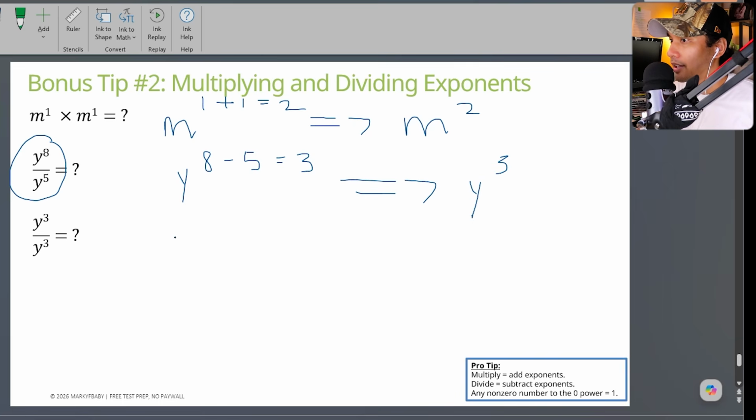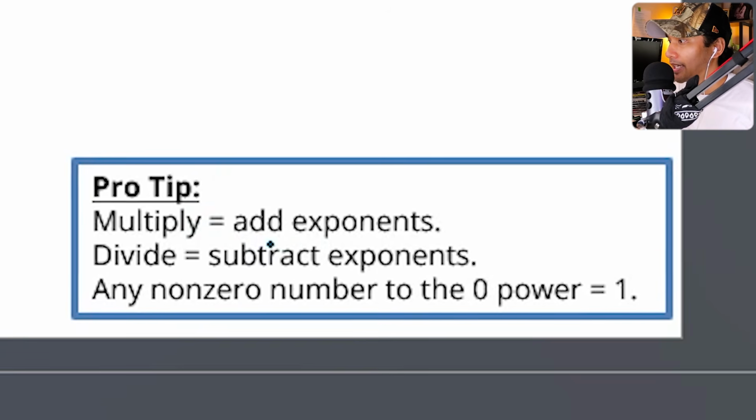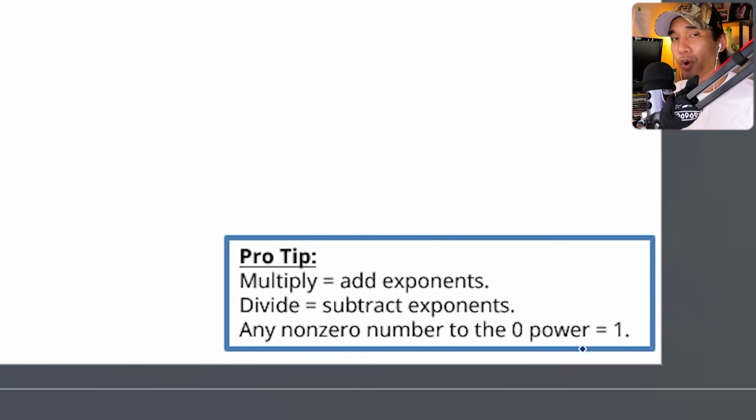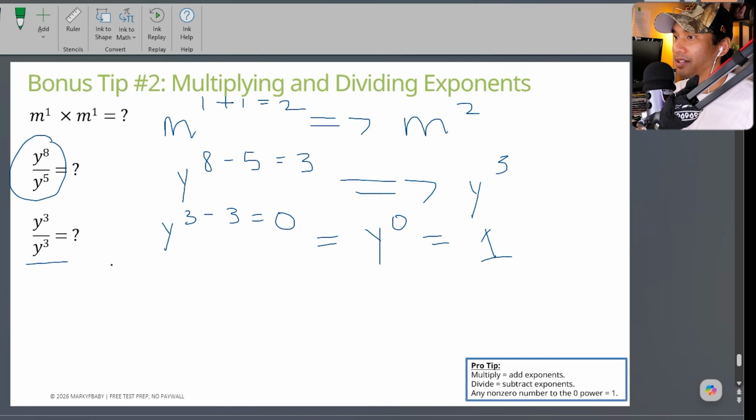And then you get y to the third power divided by y to the third power is just y^(3 minus 3), equaling y^0. And when you have y to the 0 power, that equals 1. All right? Now you know this skill, okay? Multiply equals add exponents. Divide equals subtract exponents. Any non-zero number to the 0 power is 1. All right, you're going to need to know this when you're performing advanced factorization, okay?